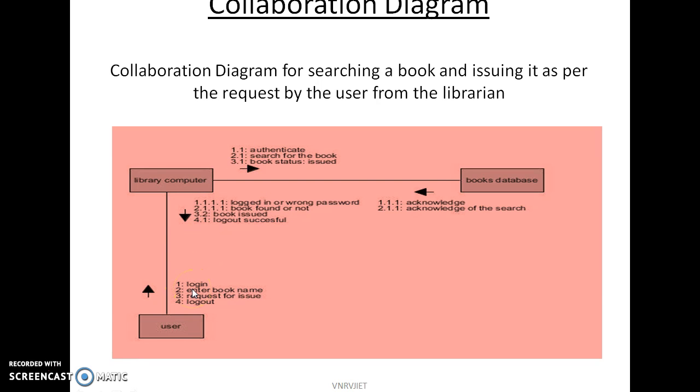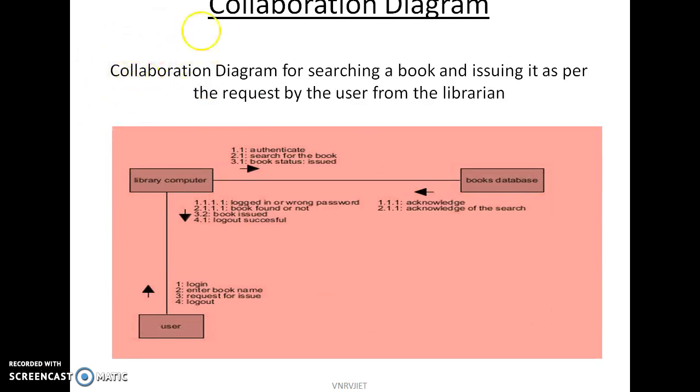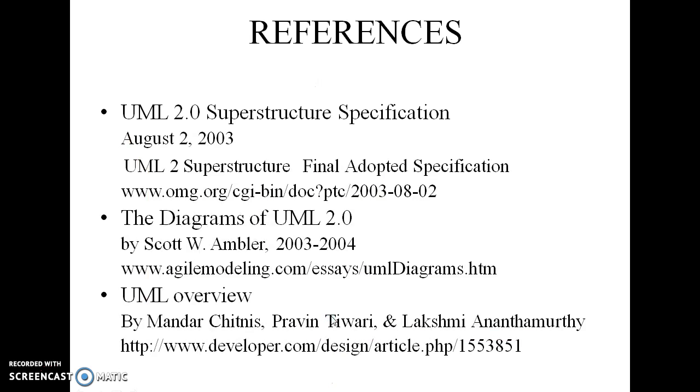Authentication renders. In the previous diagram we had a flow in a vertical way, one after the other, where the first object is given the most priority and so on, whereas in the collaboration diagram we have a cluster, a group of objects. Next, this is the reference.